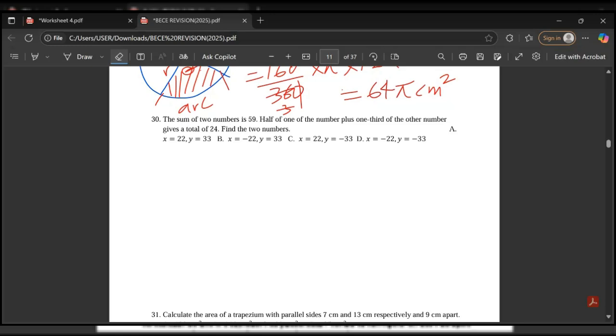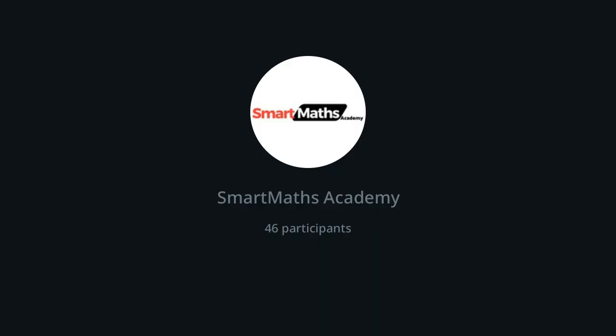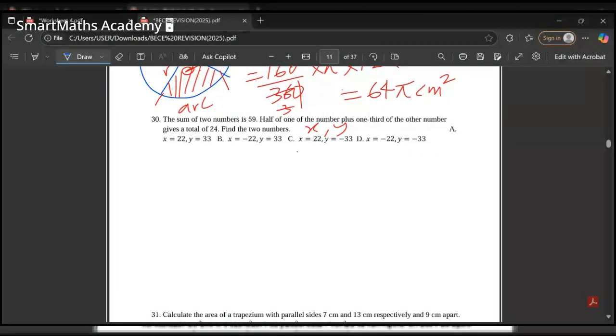So when you have this type of question, the first thing you need to do is just be patient and look at it very well. Read it like 2 or 3 times before you attempt it. Okay, so first, we are going to interpret sentence by sentence. The sum of two numbers. We don't know the numbers. Let the numbers be x and y. So that means the sum of two numbers, that will be x plus y equals 59. This is equation 1.